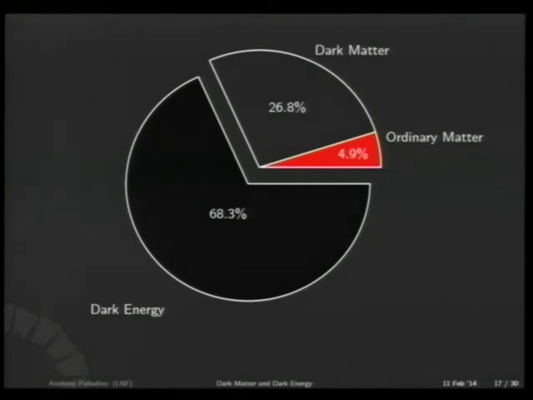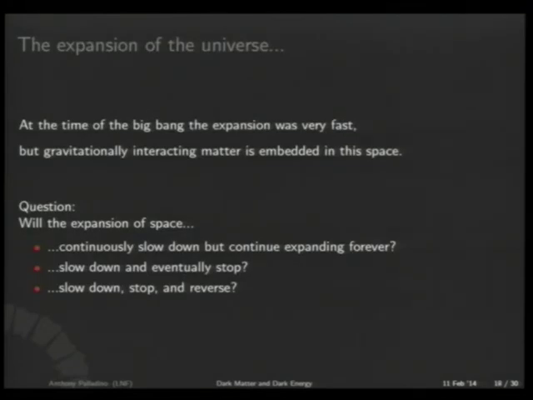But it turns out that his equations were right, and he can put in a value of this parameter that would explain the expansion of the universe. Okay, so at the time of the Big Bang, the universe expanded really fast. Okay, there was this big explosion. And then there's gravitationally interacting stuff inside the universe, inside the space. So each part of the universe is pulling on each other.